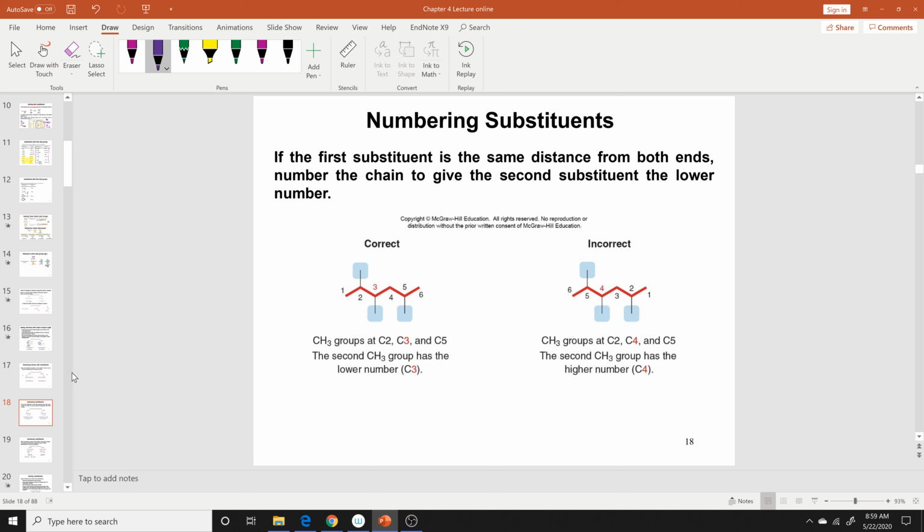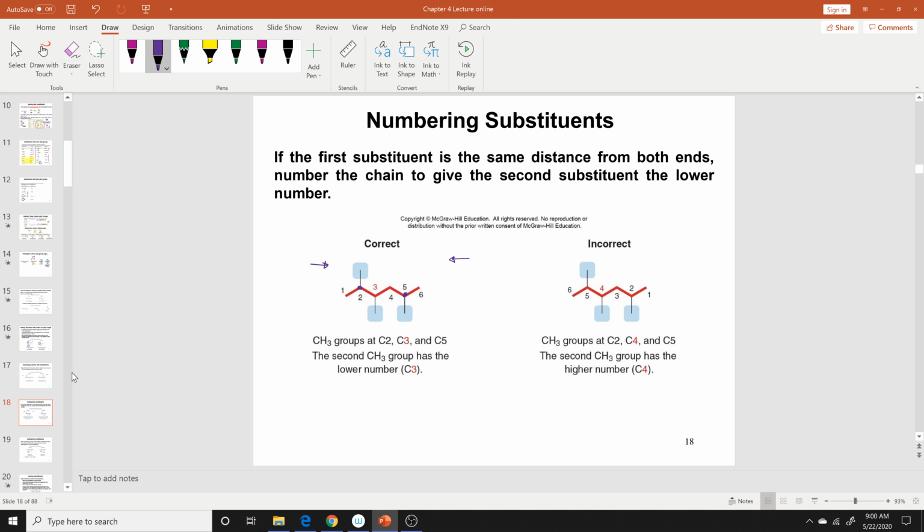example here, I have my first substituent. If I start on this side, my first substituent is on carbon number 2. If I start from this side, my first substituent is on carbon number 2. So if the first substituent is on the same carbon, or is at the same distance from both sides, then in that case you need to look at the second substituent and give the second substituent the lowest number.